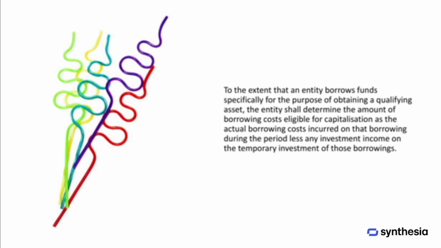When an entity borrows funds specifically to acquire a qualifying asset, it determines the borrowing costs eligible for capitalization by calculating the actual borrowing costs incurred on that borrowing during the period. This amount is then reduced by any investment income earned from the temporary investment of those borrowings.